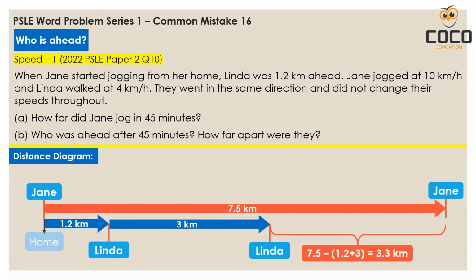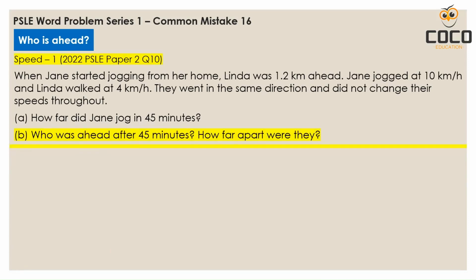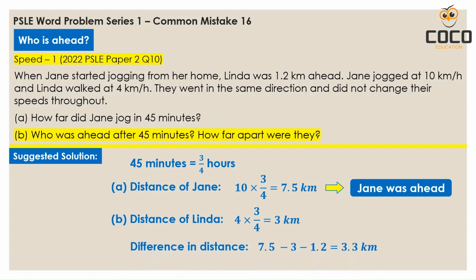Once you understand the scenario, let's quickly look at the proper steps. Similar to the student's solution, we will convert 45 minutes into 3/4 hours and find the distance covered by the two girls. Jen was ahead as she jogged a longer distance, and the distance between the girls can be found using 7.5 minus 3 minus 1.2, which is 3.3 kilometers.